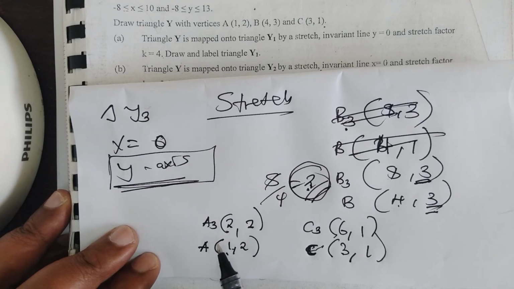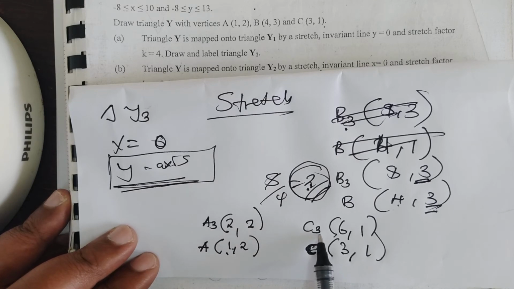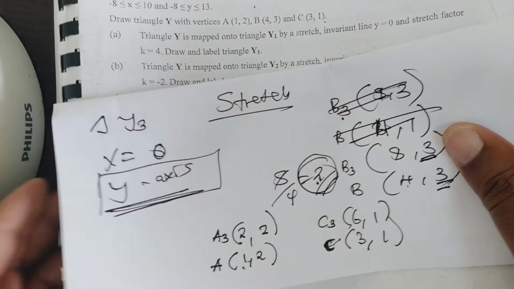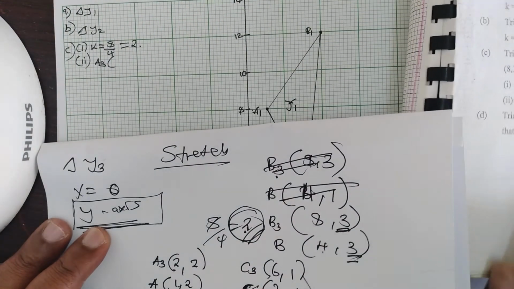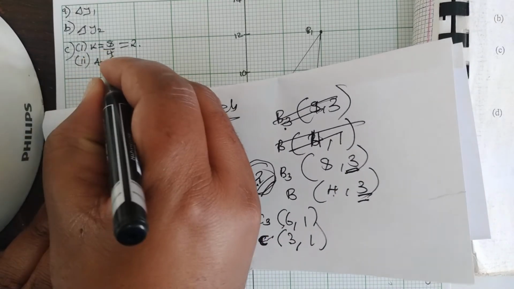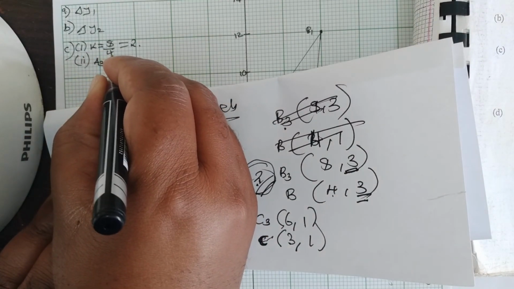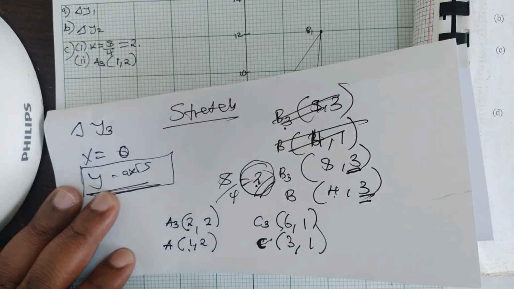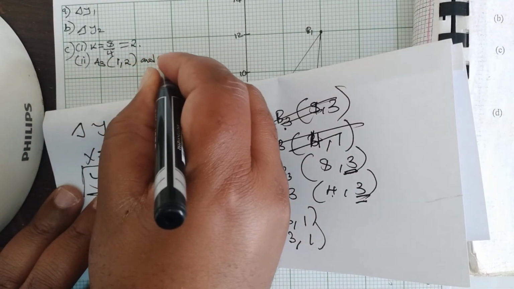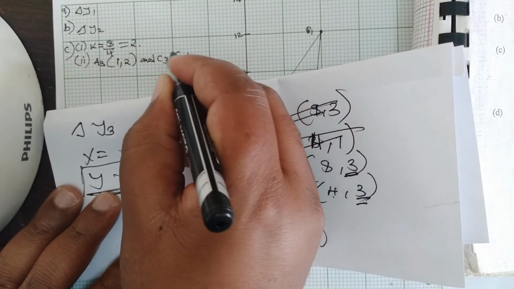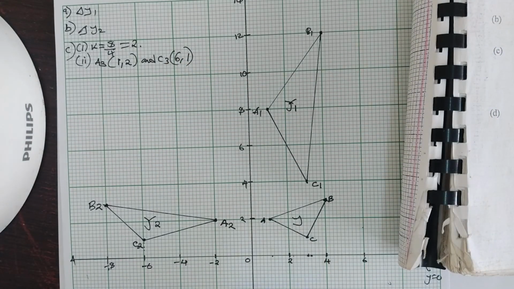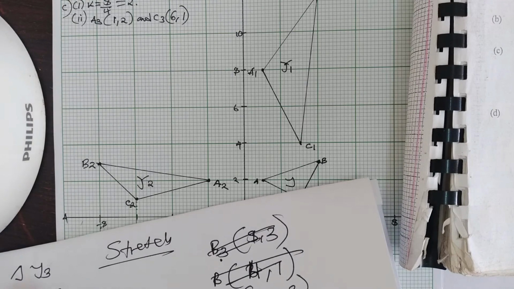So these are the coordinates: A3 is 2 comma 2, then C3 is 6 comma 1. I want you to see nicely, 1 comma 2 and C3 is 6 comma 1. So that's how we are supposed to do it. We were not asked to draw it, but if you want, you can still draw it.